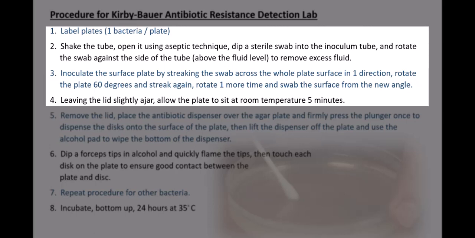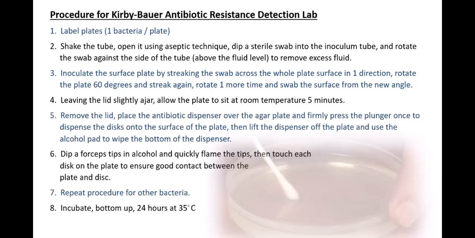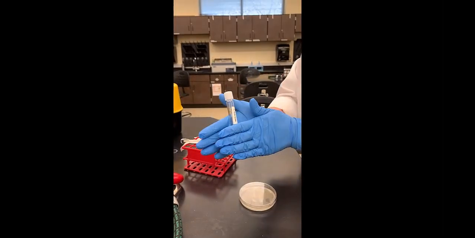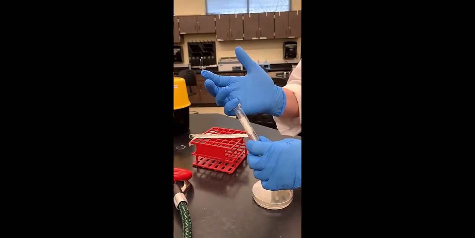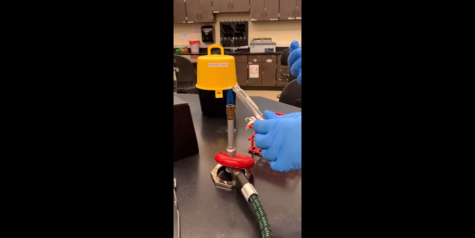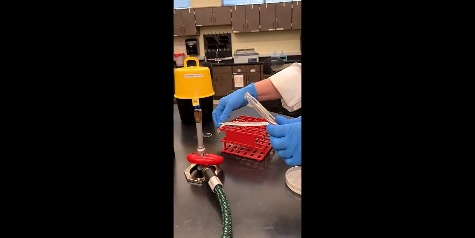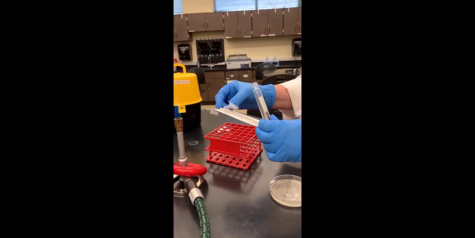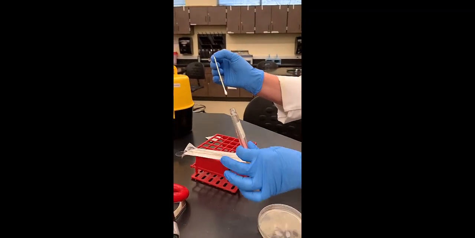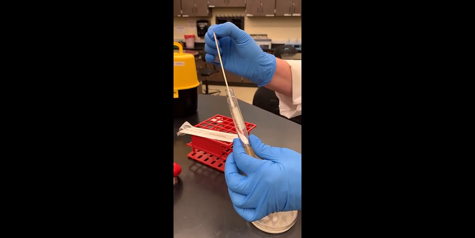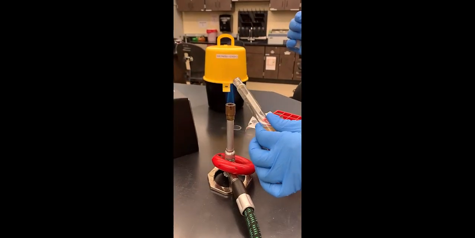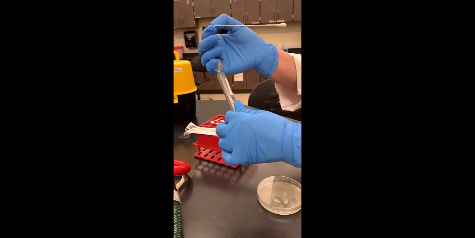When inoculating these plates, you need to spread the bacteria across the entire surface of the agar. To do this, shake the tube and open it using your aseptic technique. Then dip a sterile swab into the inoculum. Rotate that swab against the side of the tube just above the fluid level to remove any excess fluid. You don't want it dripping wet.